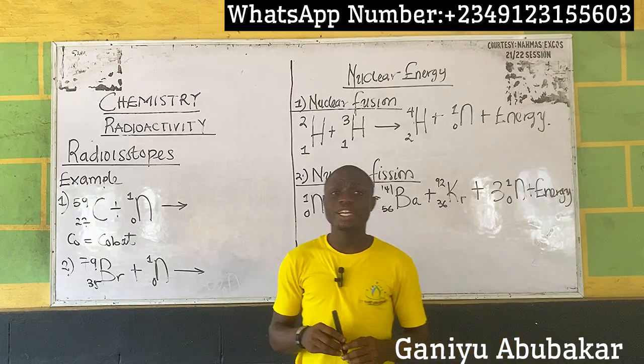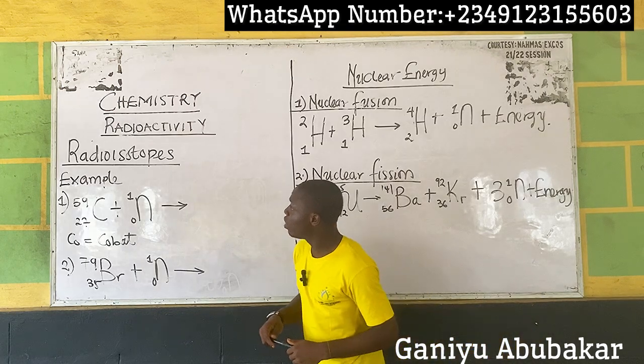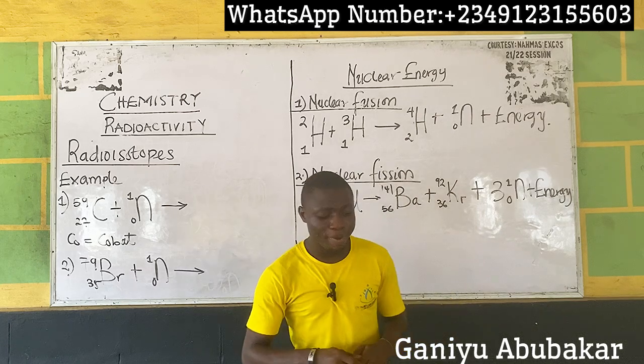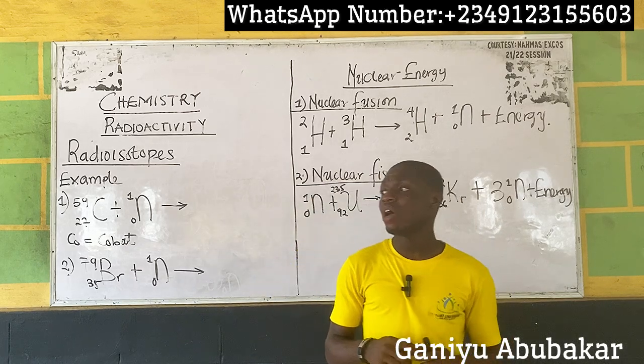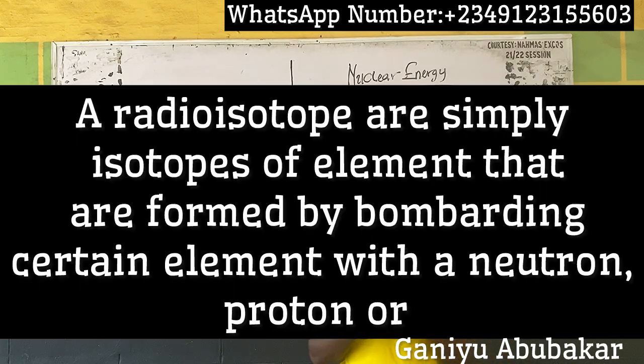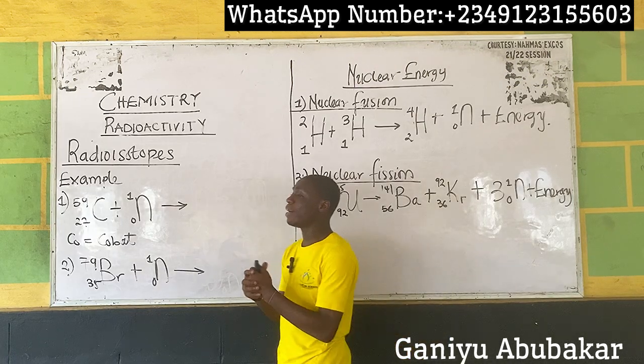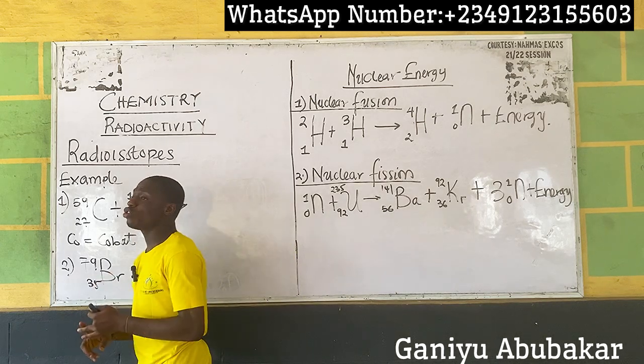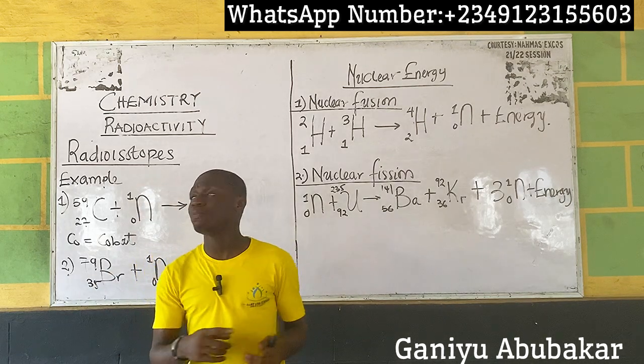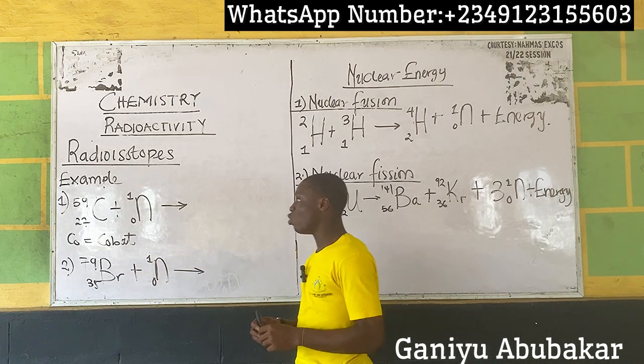All right, let's look at the next concept called radioisotopes. By definition, what's a radioisotope? Radioisotopes are simply isotopes of elements that are formed by bombarding certain elements with a neutron, proton, or deuterium. So whenever an element is bombarded with a neutron, electron, or deuterium, it is said to form a radioisotope.